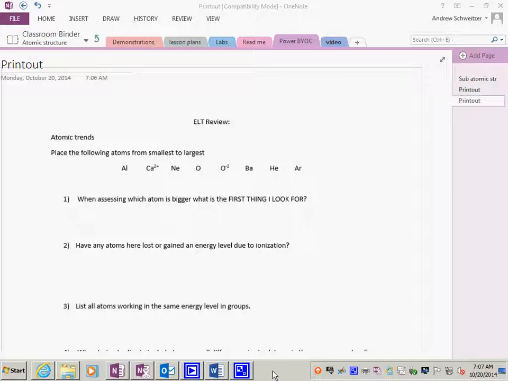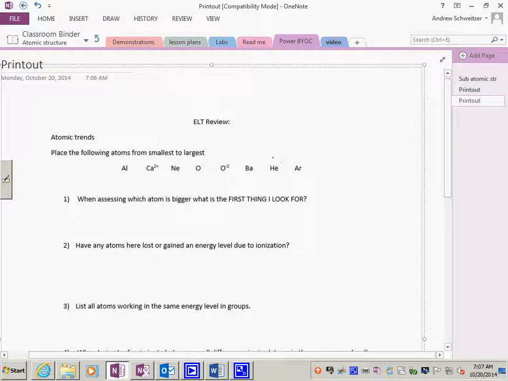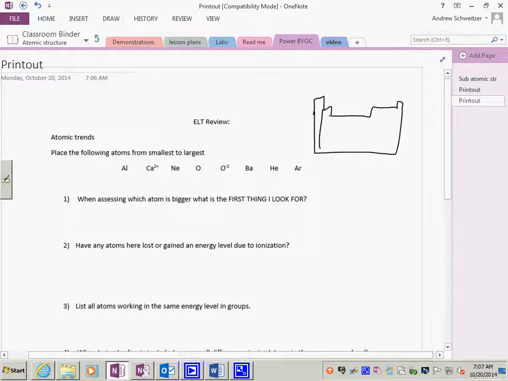Now, here we have all of these atoms, and we're going to start by answering some questions about them. When looking for biggest to smallest, the first question asks, which atom is bigger, what's the first thing we look for? In this case, we're looking to find the energy levels. The periodic table tells us this because for the most part, it matches up with the rows.